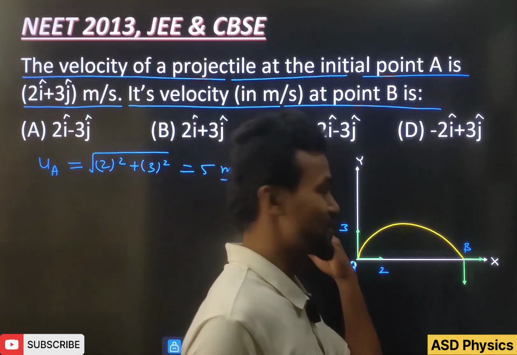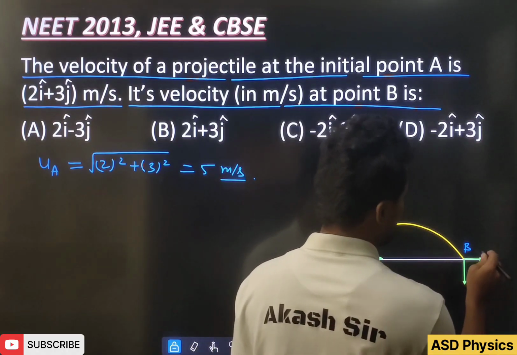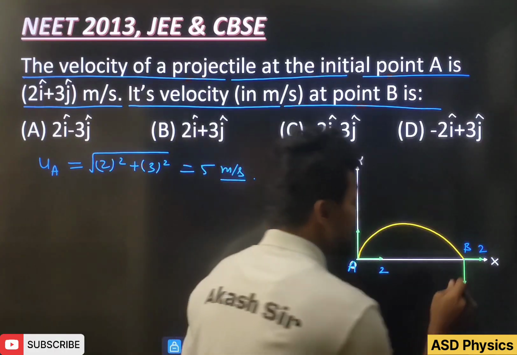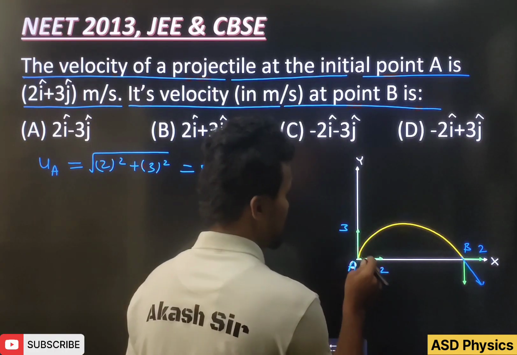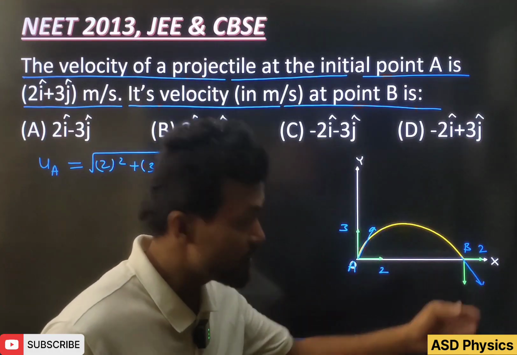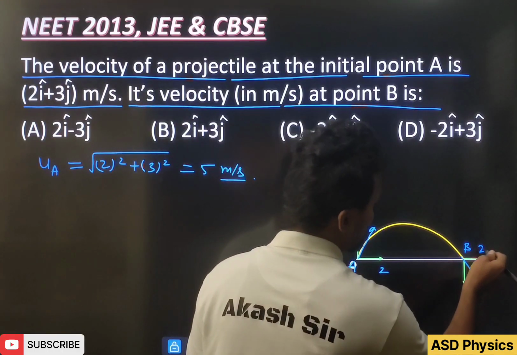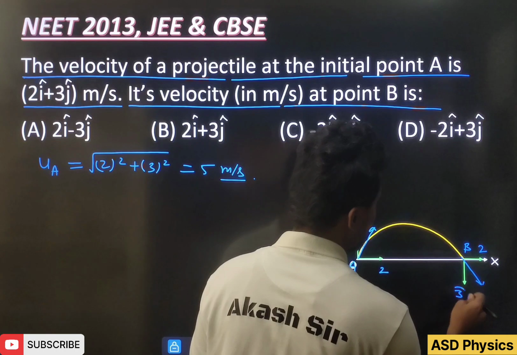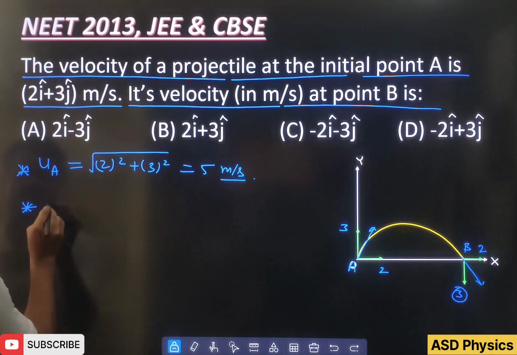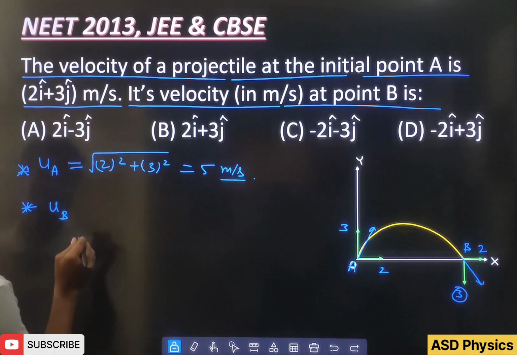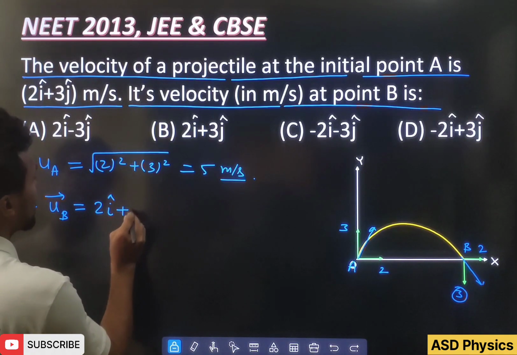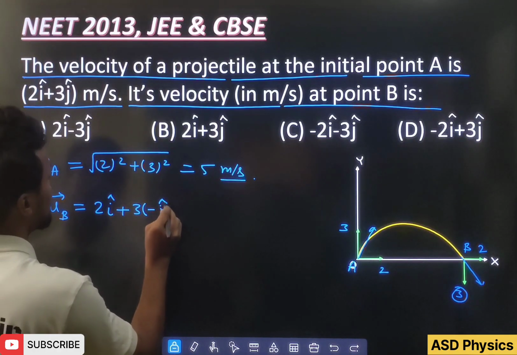Now something extra he told you. What will happen here? When it strikes the ground, the horizontal component will be 2. But now when it strikes, the velocity will be in the downward direction, like here we have projected upward, na? When it strikes, at that time the velocity will be in the downward direction. So it will have one component 2 horizontal and one component 3 vertical, is it? So if I write the velocity at point B, let's take u_B, no problem. So u_B will become what? Kindly see here, 2i cap plus 3 minus j cap, is it?